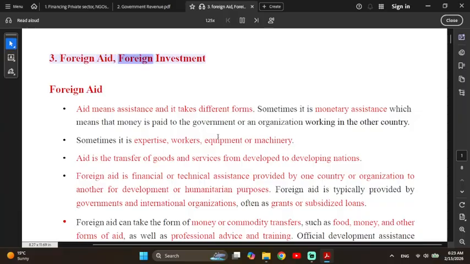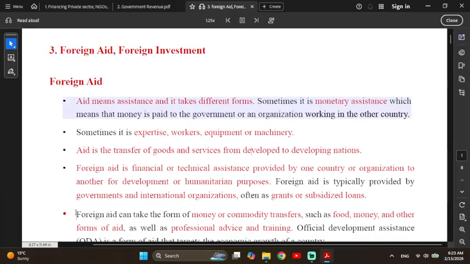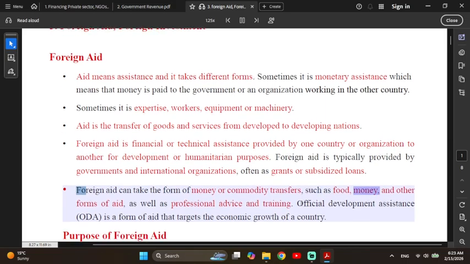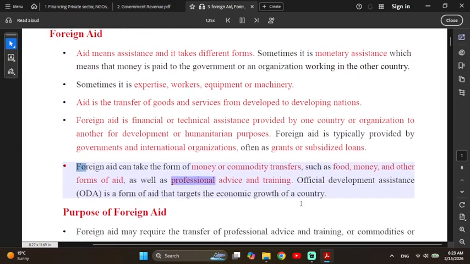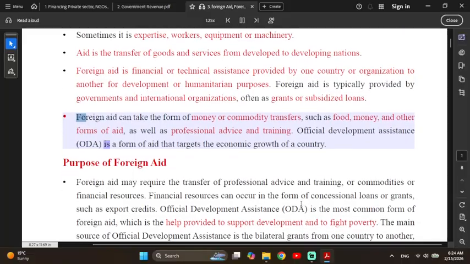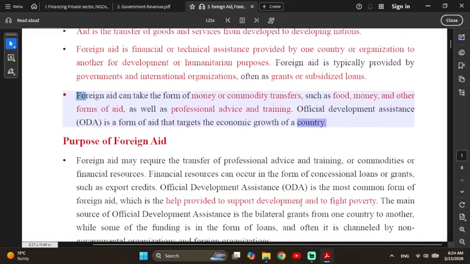Three. Foreign aid, foreign investment. Foreign aid. Foreign aid can take the form of money or commodity transfers, such as food, money, and other forms of aid, as well as professional advice and training. Official development assistance, ODA, is a form of aid that targets the economic growth of a country.